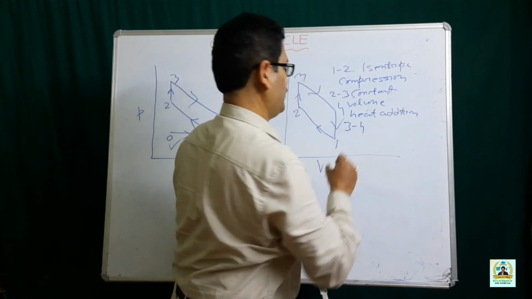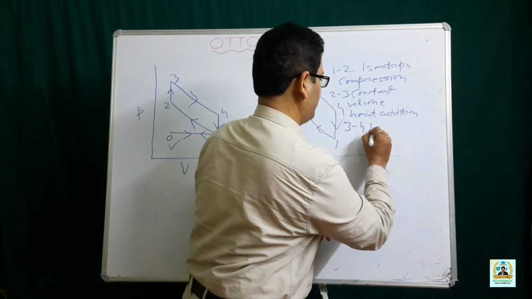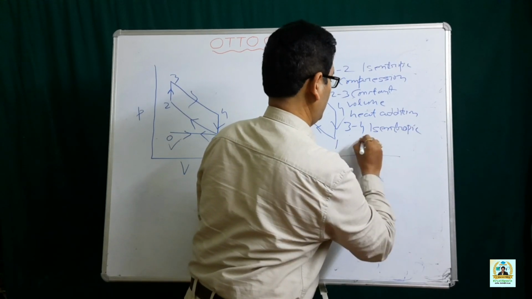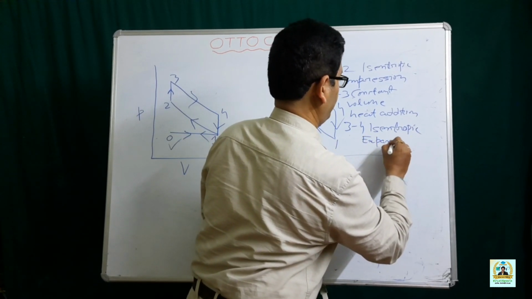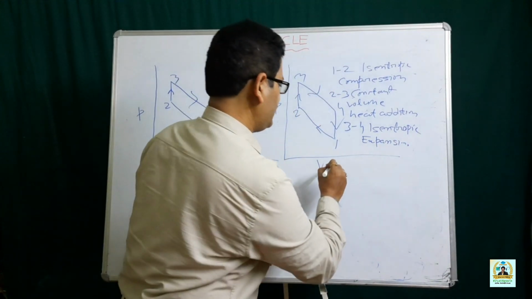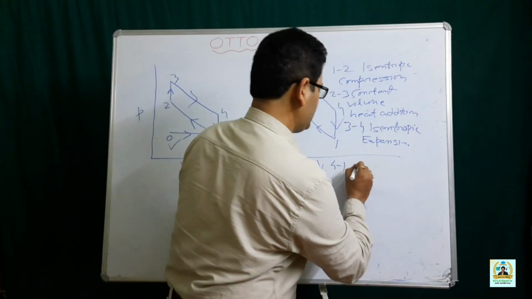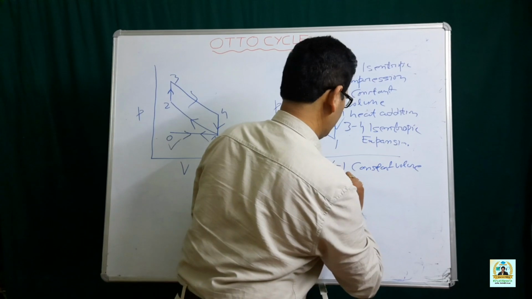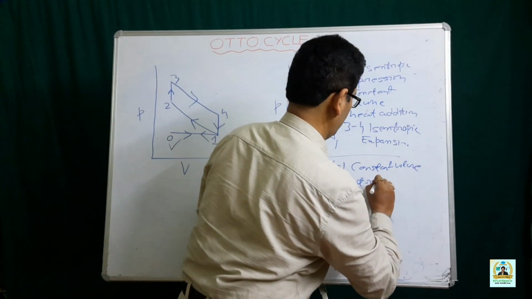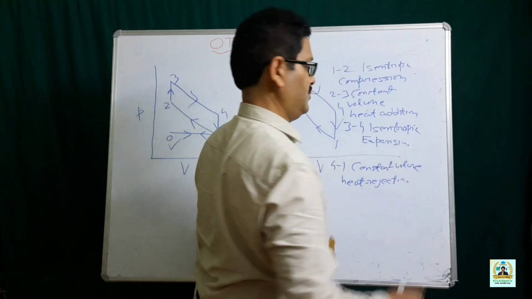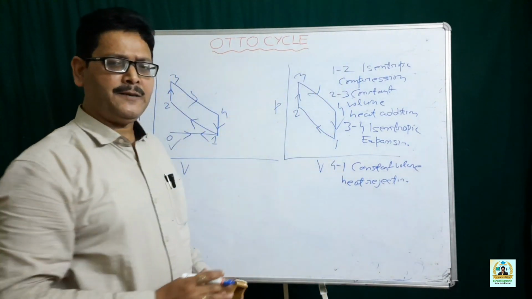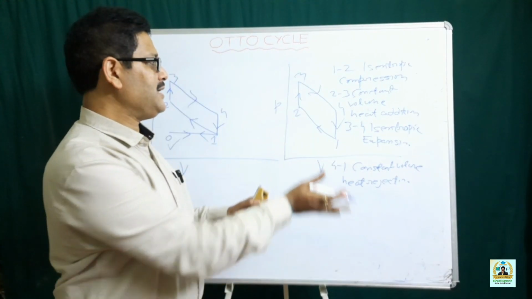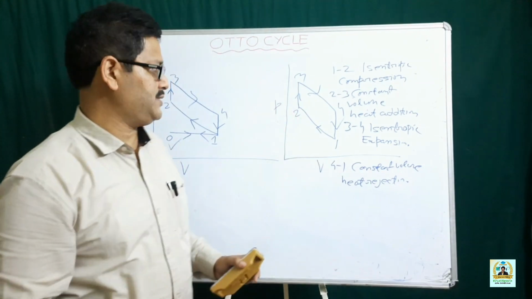3-4 is isentropic expansion, and 4-1 is constant volume heat rejection. So in 1-2, what is happening? It is being compressed following a reversible adiabatic process, or it is an isentropic compression process.